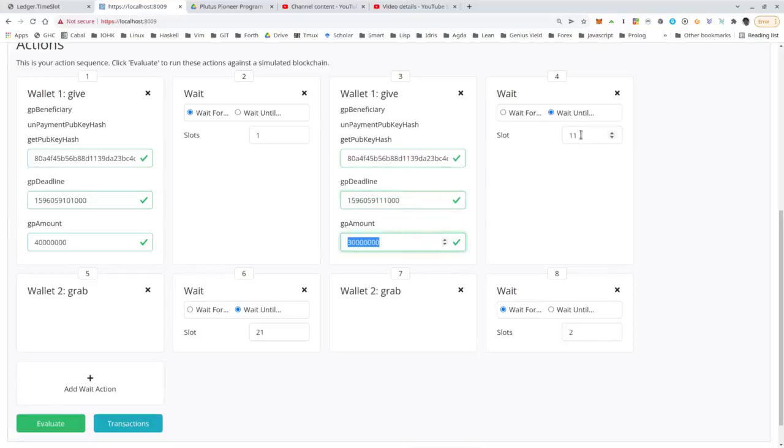Now we wait until slot 11, so the first deadline has passed, but the second hasn't. So wallet 2 does a grab, and if all goes well, then it should be able to retrieve this first gift, but not yet the second. Then we wait until slot 21, and wallet 2 does another grab, and now it should actually also be able to retrieve the second gift. And we wait for 2 more slots to be on the safe side.